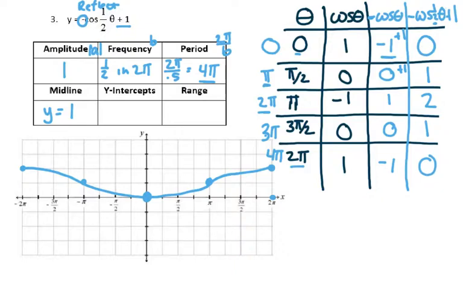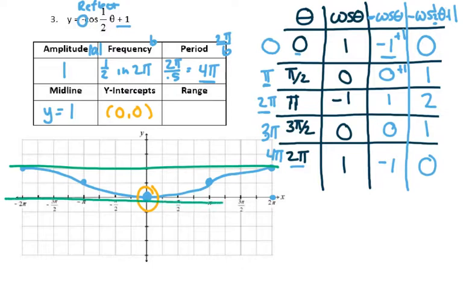Now I can take a look at the final stage here, which are my intercepts and range. I have one y-intercept here at the point 0, 0. And my range is going to be, what am I oscillating between? Which y values am I oscillating between? So this graph will oscillate between a max of 2 and a minimum of 0. So my range would be 0, 2.